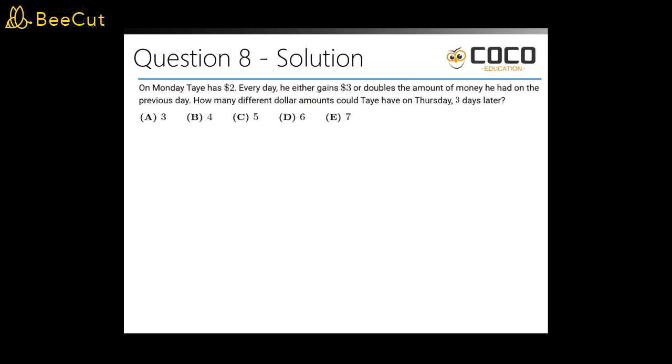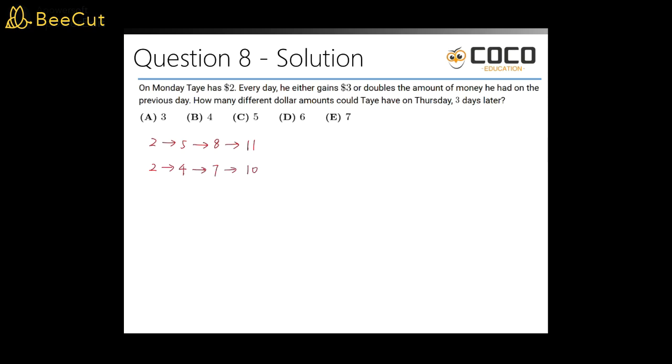Now, if we do addition for all 3 days, so 2 plus 3, this is 5. Plus 3 again, this is 8. Then 11. This is the first way. Then we can try to do addition twice and then multiplication once. So let's say we do the multiplication first. Double the amount, 2 times 2, this is 4. Then plus 3 equals 7. 7 plus 3 equals 10.